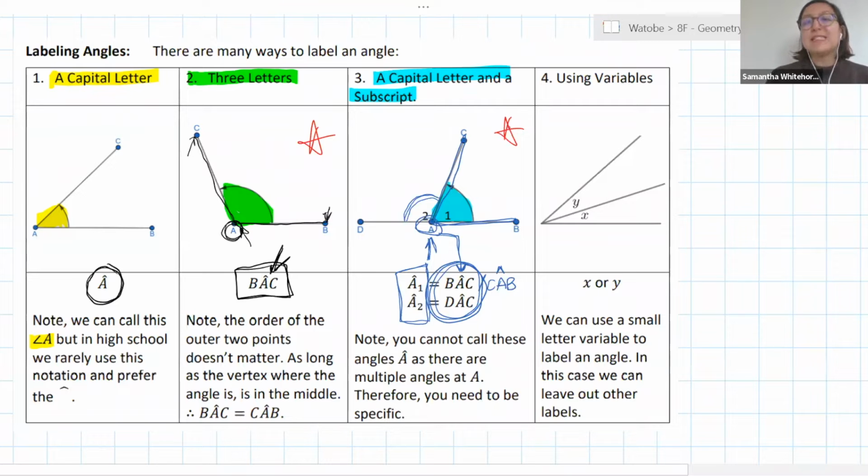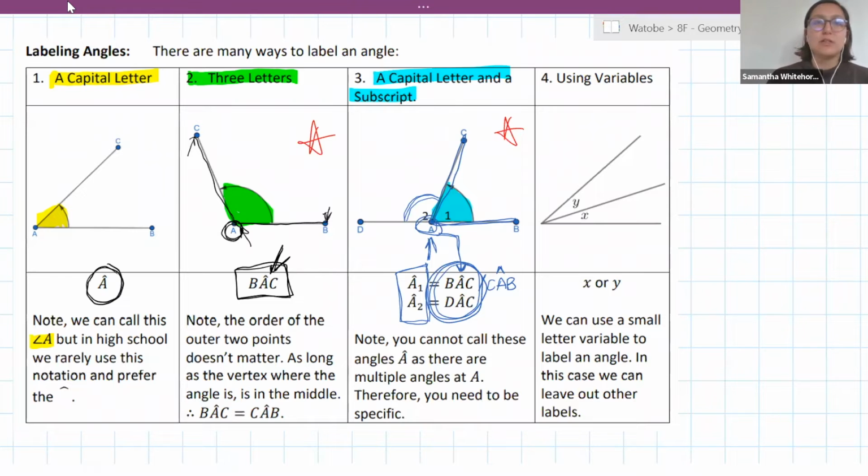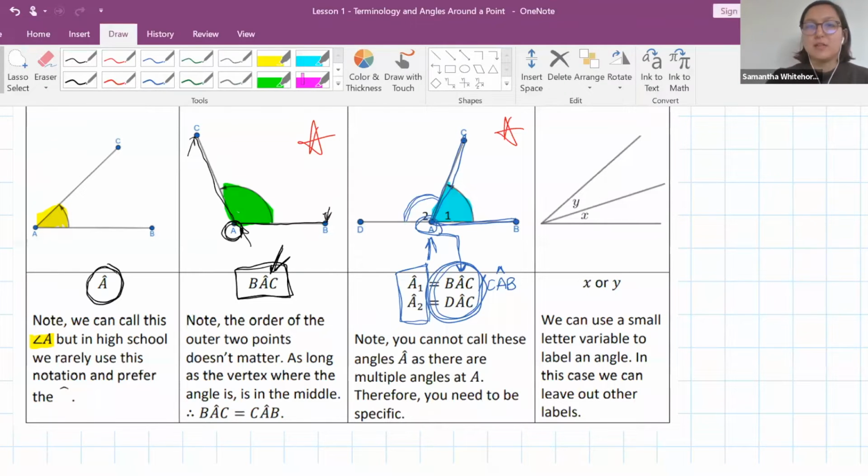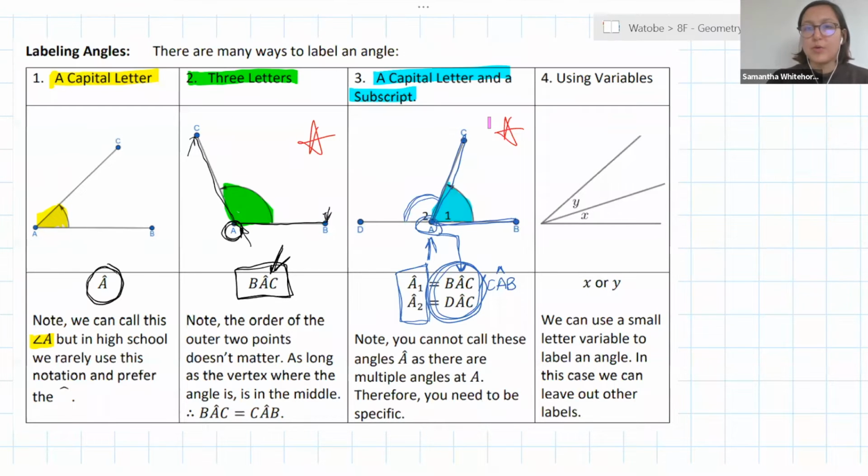Okay, sometimes we can give you a variable, which then you can just use. So sometimes I might label the angles with X's and Y's or with whatever variable we want to work with. So this little purple angle here is angle X. And so then we just have X as our angle. All right.